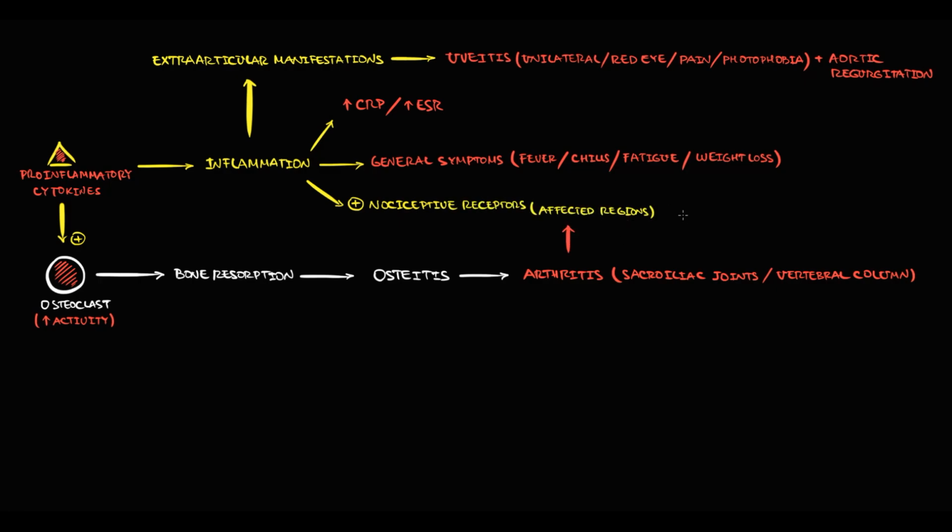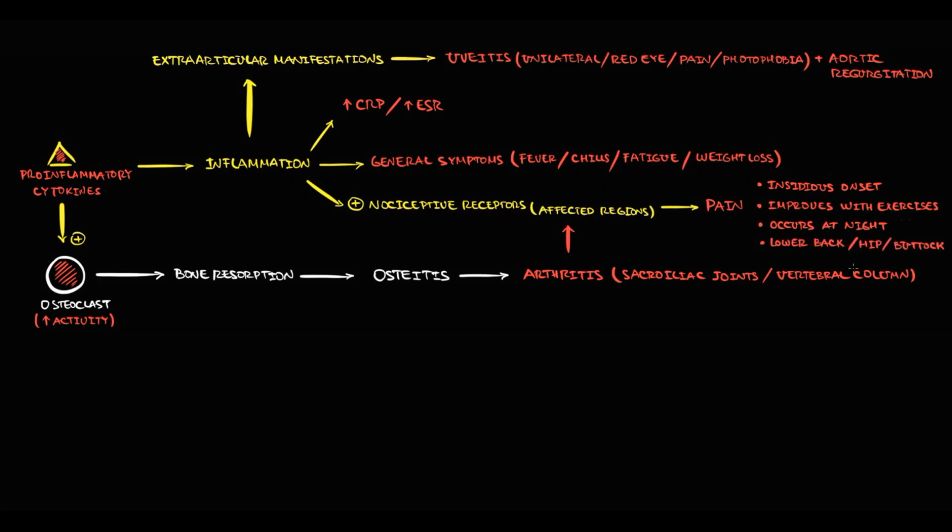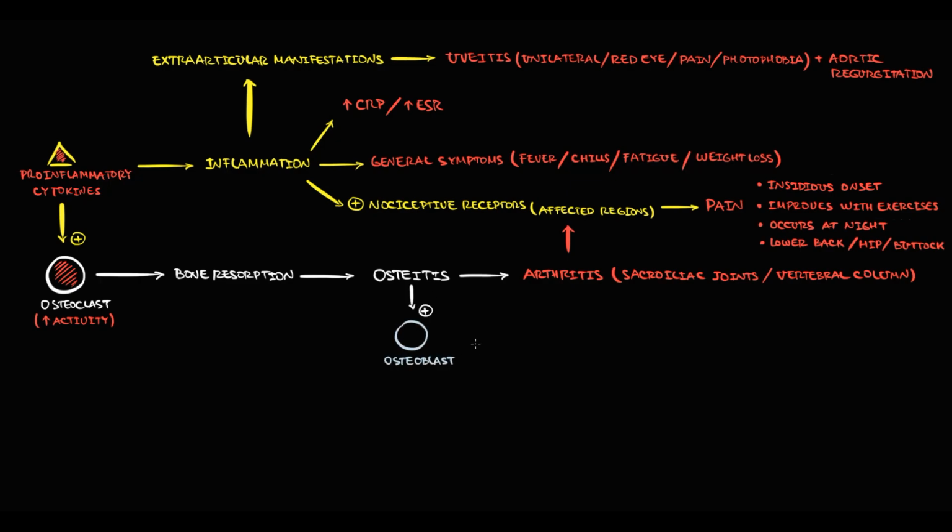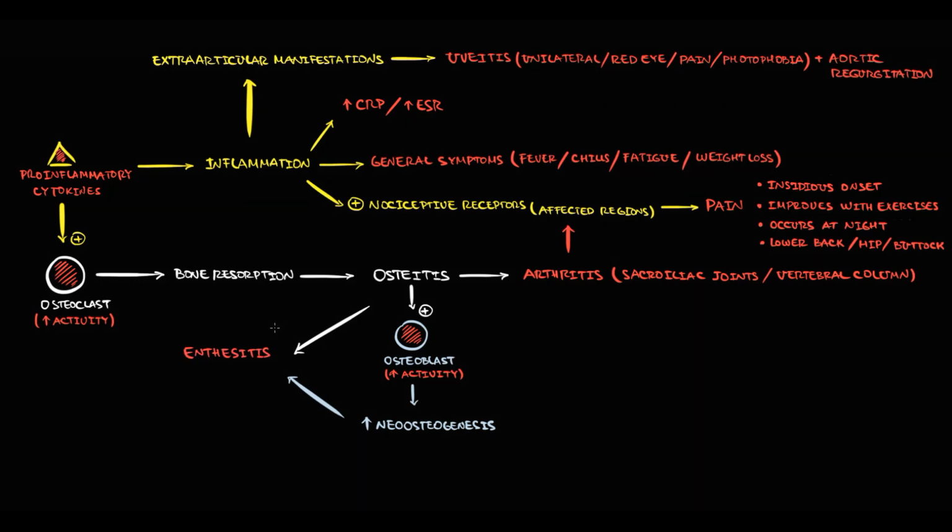Now, severe inflammation and arthritis combined stimulate the nociceptive receptors in the affected joint, which causes severe pain. And there are several signature features of pain in ankylosing spondylitis. Pain has insidious onset, it improves with exercise, occurs typically at night, and the most common sites of pain are lower back, hip, and buttocks. In response to osteitis, osteoblasts become activated. Osteoblasts begin to produce new bone tissue, but osteitis combined with neosteogenesis with time can cause enthesitis.